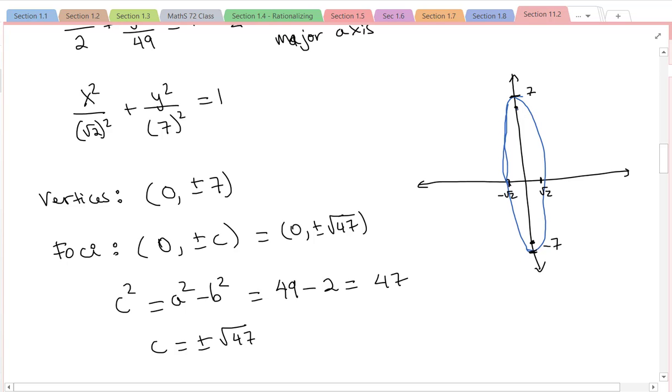And so then the foci are going to be over here. And so make sure that you label it. So this will be 0, positive square root of 47. And this one will be 0, negative square root of 47. Missed the 4 there. Okay, we'll do another example, but I'll record another video for that one.